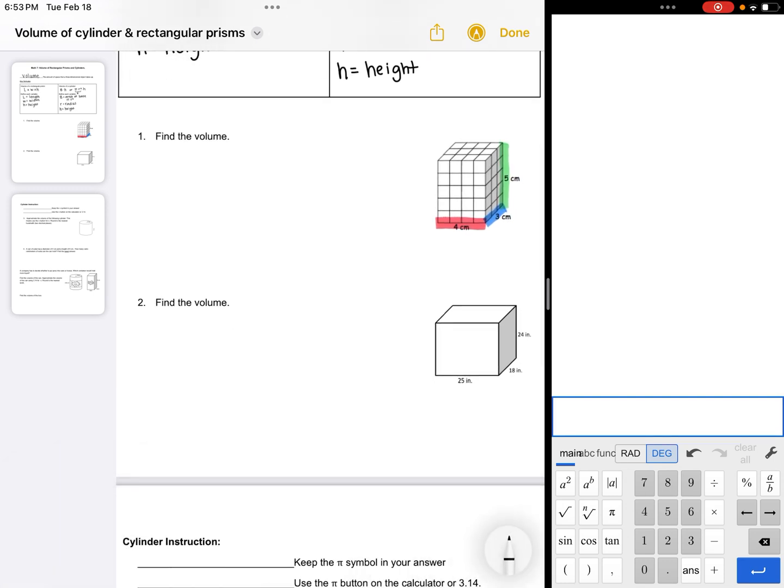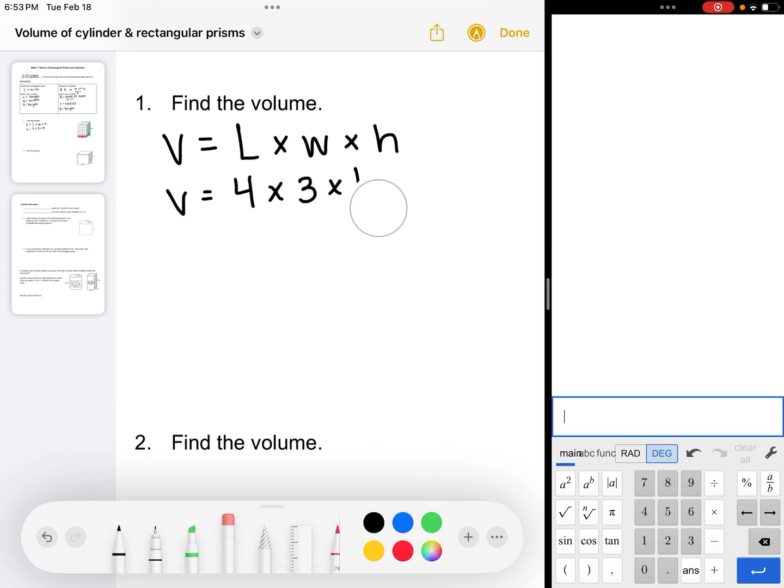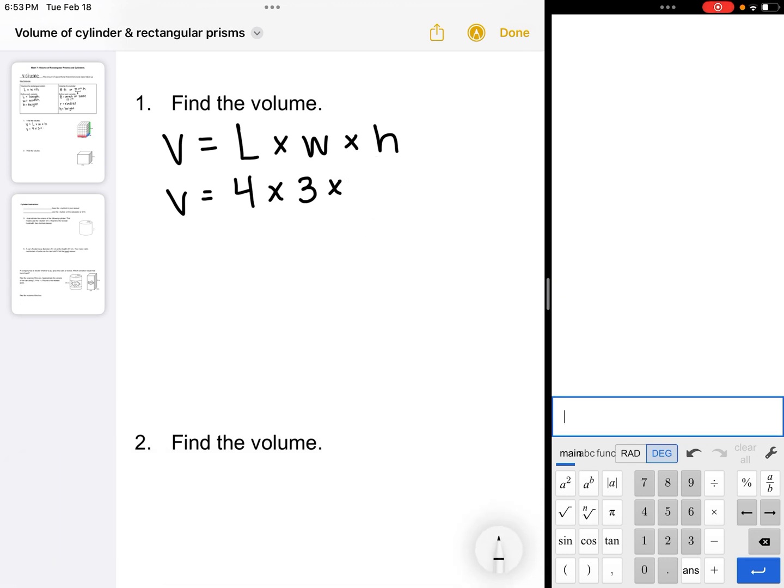So first thing whenever you do is when finding volume of a 3D object is start by writing the equation or the formula. So volume equals length times width times height. Now I'm going to plug in those three numbers that we just highlighted. Volume equals, my length was 4, my width was 3, and my height was 5.